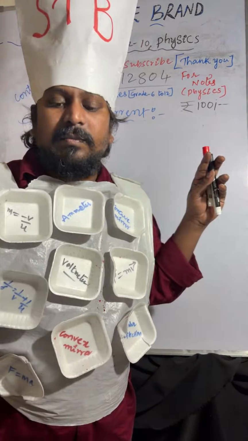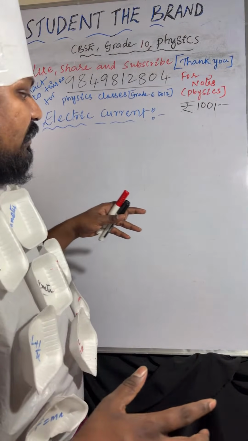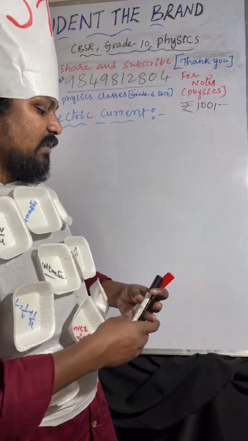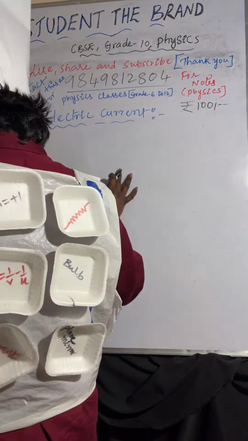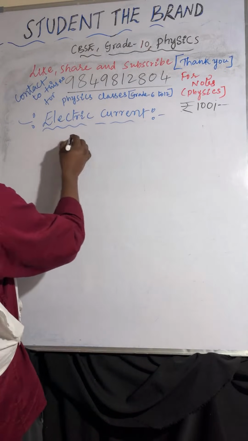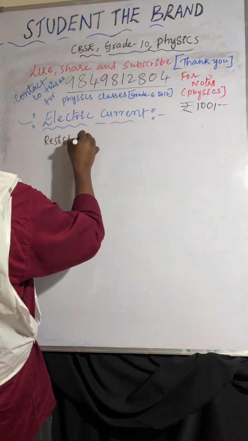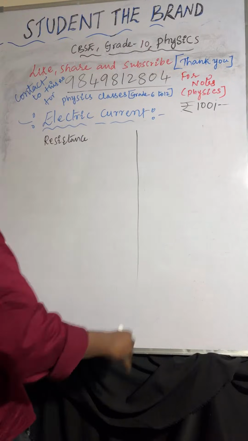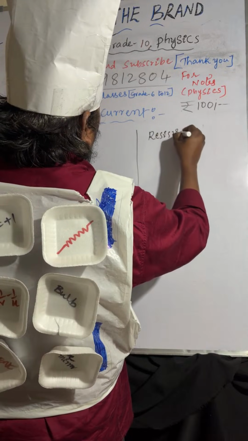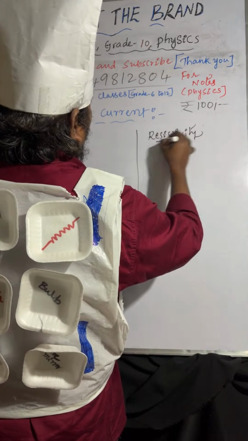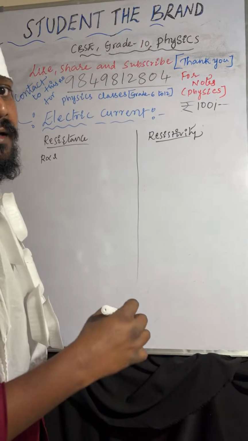Now we will discuss the difference between resistance and resistivity. Resistance is directly proportional to the length of the conductor.